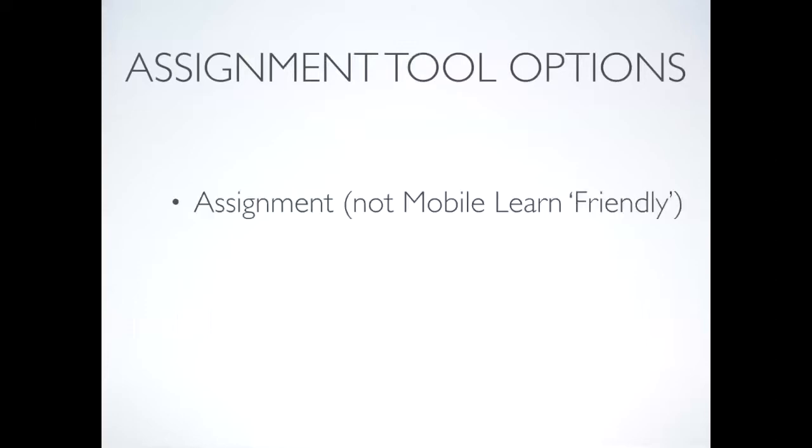Okay. So the assignment tool options in Blackboard, we have three basic assignment tools. The first one is the traditional assignment. It's not Mobile Learn friendly, and I'll review why it's not Mobile Learn friendly in a second. The second one is blogs, and the third one is journals. So the traditional Blackboard assignment, you can view it, but it's not a mobile friendly view.